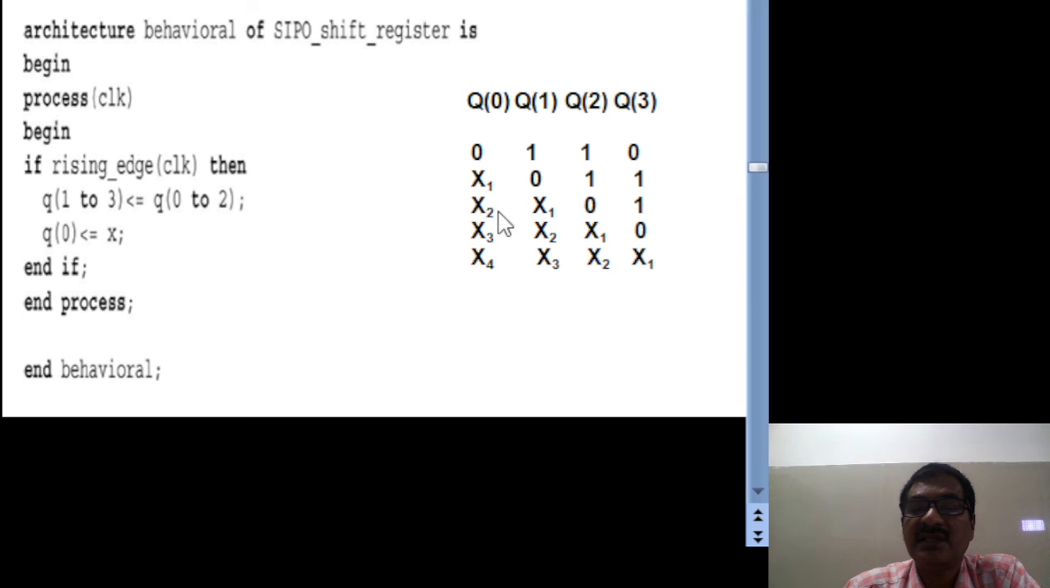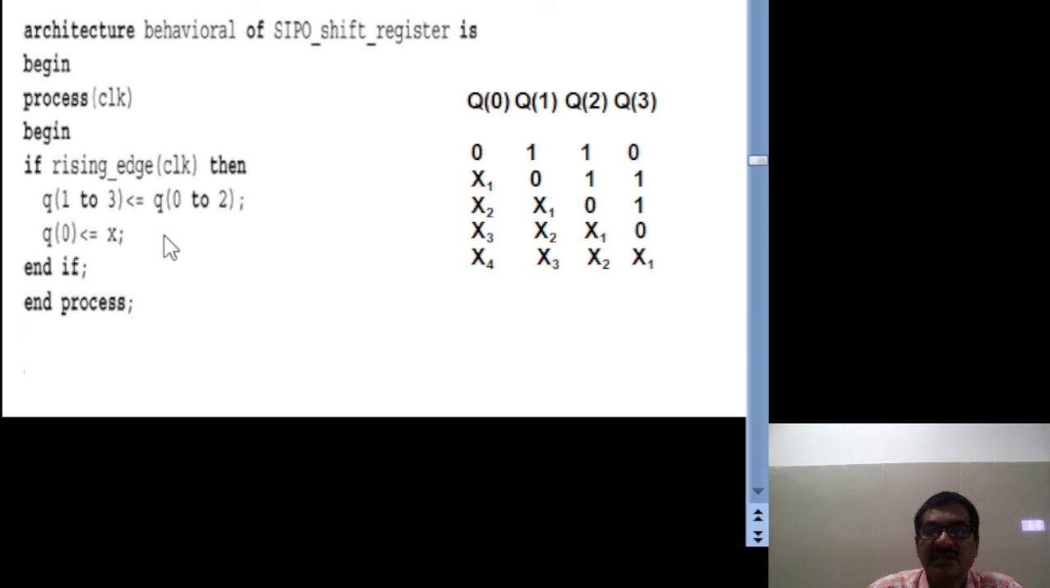To represent this, the statements are: q of 1 to 3 is equal to q of 0 to 2 and q of 0 equal to x. Similarly you can write the program for other shifting operations. Is it clear to all of you?